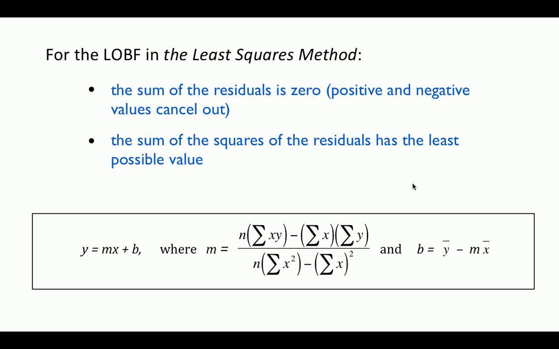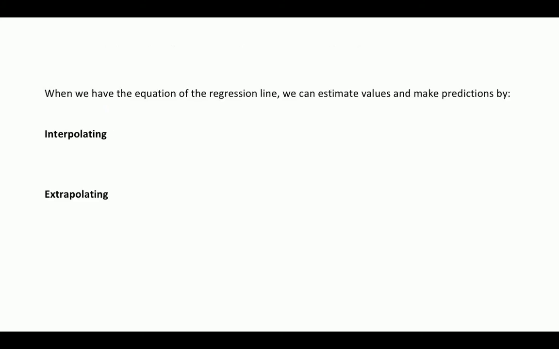Basically, we're going to create some kind of a chart. And b is, of course, y bar, which is the mean of the y values, minus m times x bar, which is the mean of the x values. And that's going to give you your y-intercept, essentially.